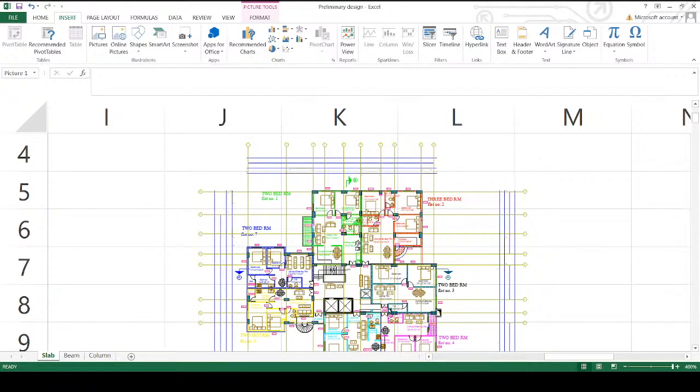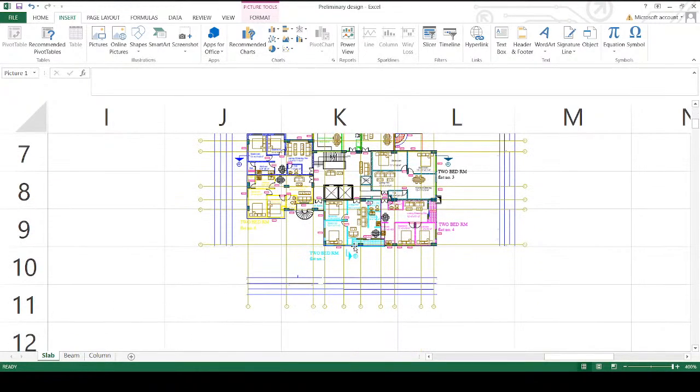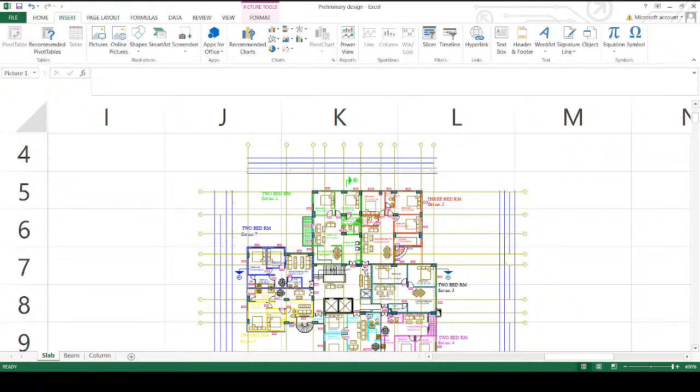In this video, I'm going to discuss the preliminary design of a column. Preliminary design of column: what should we do first? Here is an architecture drawing. There are a lot of columns in this drawing. We have to select those columns which carry more load.